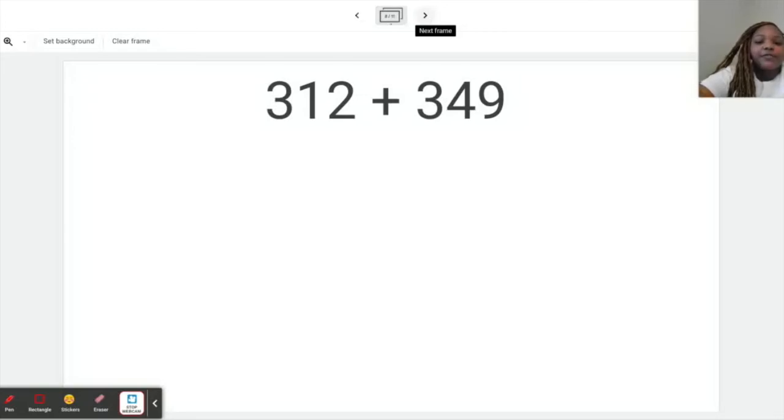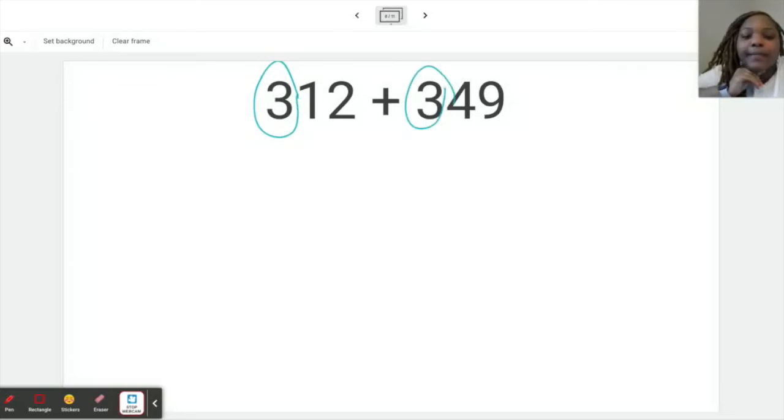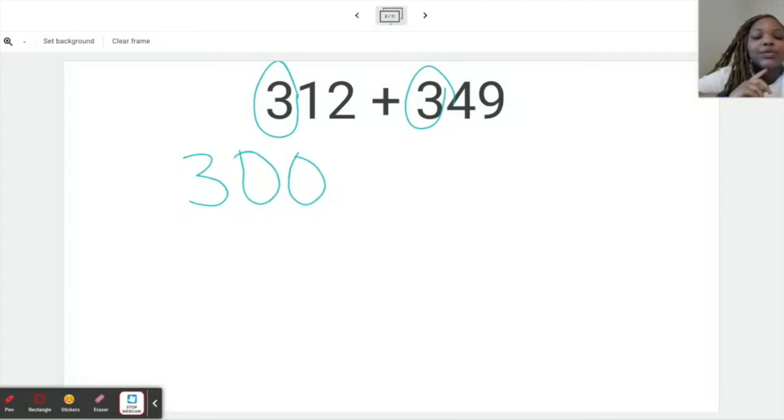312 plus 349. Now for this, I just want you to listen and watch what I do. So the first thing I'm going to go ahead and do is look at my hundreds spot. I see I have a 3 and another 3. So now I'm going to look at that. I'm going to write 3 right here because that represents my hundreds. And I see behind the 3, we have 2 more numbers. So I'm going to write 2 circles because that represents the 2 numbers. And I know that my 3 is in a 100 spot. So I'm going to write 300.